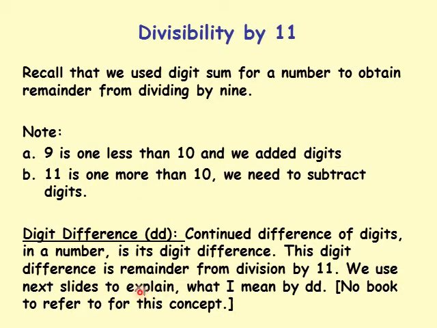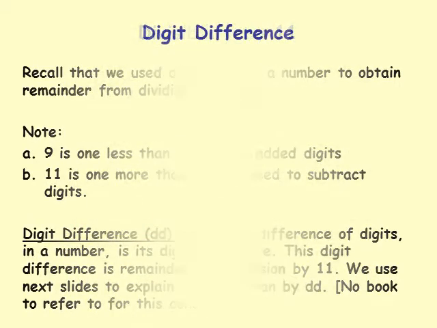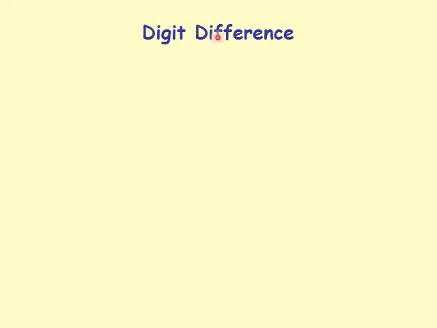We use the next slides to explain what I mean by the digit difference. I have not seen the term in any of the textbooks I have seen. Let's look at the digit difference. First, we considered a number. A number is a linear combination of the natural base numbers. Natural base numbers are powers of 10, and a is the multiplier for the linear combination. We are looking at integers only. A is an integer, and the smallest value of i is 0.